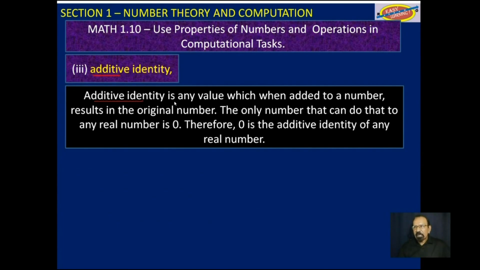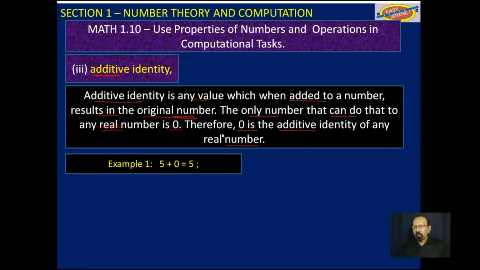Now, additive identity is any value which, when added to a number, results in the original number. Now, the only value or number that can do that to any real number is 0. Therefore, 0 is the additive identity for real numbers. Let's look at a few examples.